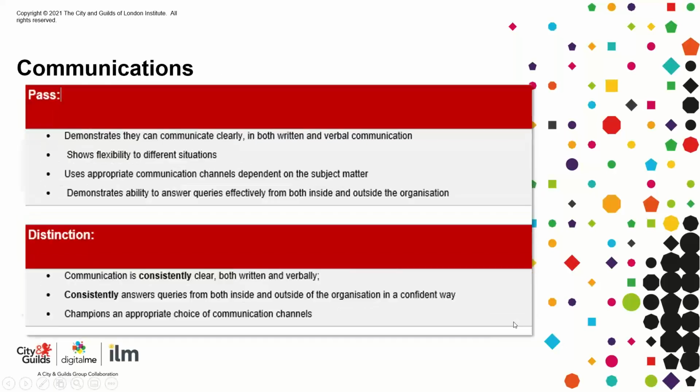Okay, so let's look at communications then now. In communications, most apprentices perform well. However, marks can be easily missed in terms of answering queries from inside and outside of the organisational department. So this means answering external queries. So giving the apprentice responsibility for answering phone queries, for example, could support here. And in terms of the final distinction criteria, it's important to understand the term championing, which is about encouraging others to use innovative communication methods such as social media or Zoom, or thinking outside the box to get messages across.